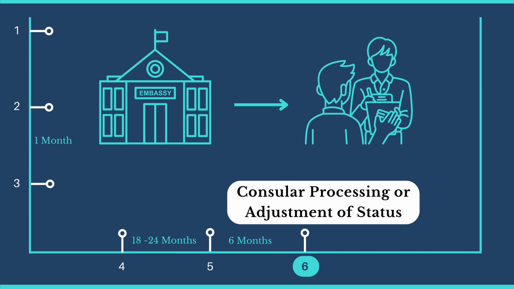Next is adjustment of status. Adjustment of status is when you adjust from a non-immigrant status in the United States to an immigrant status. To do an adjustment of status, you must be legally present in the United States on some non-immigrant visa such as H1B, L1, F1, etc. To begin this process, you must file form I-485.